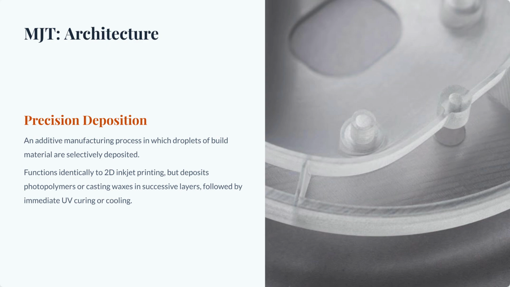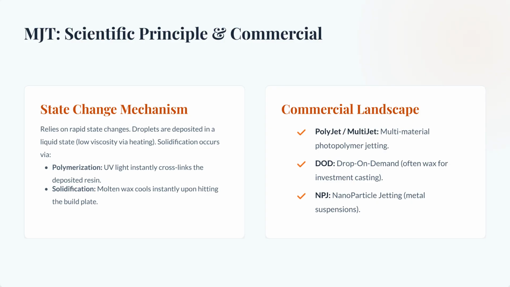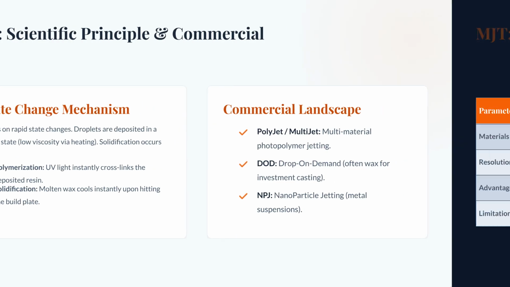MJT functions similarly to 2D inkjet printing. It deposits build material in successive layers, which are then immediately cured or cooled to form the part. For MJT, solidification relies on rapid state changes via polymerization or cooling. Commercial examples include PolyJet, drop-on-demand wax printing, and nanoparticle jetting.